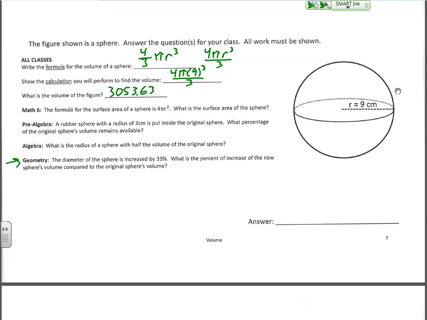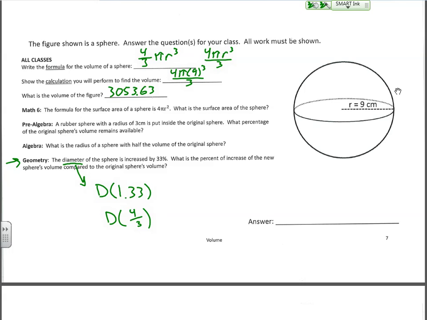Your question here, geometry. The diameter of the sphere, first of all, let's underline that because that's important. The diameter of the sphere is increased by 33%. So kind of back to Emily's garden, we have an increase by a percentage here, okay? So you're going to take that diameter and multiply it by 1.33, or if you want to be more accurate, the fraction value would be 4/3, to get the new diameter of this larger sphere, okay?